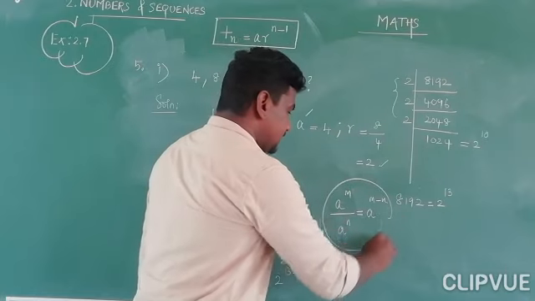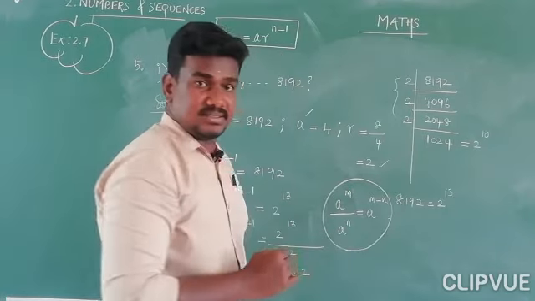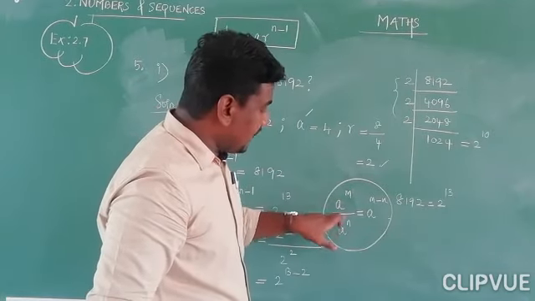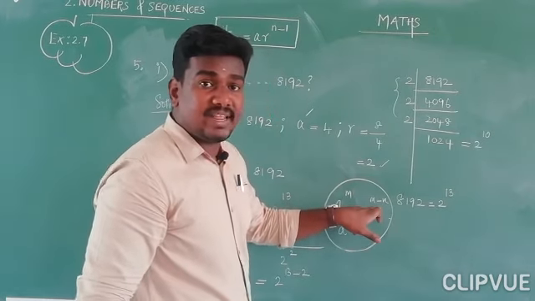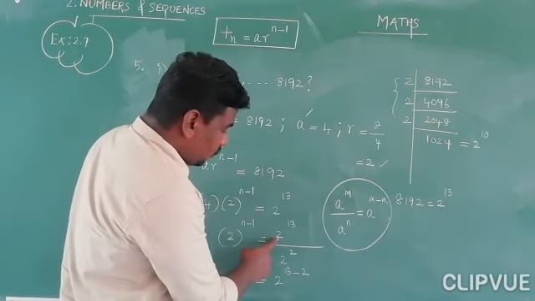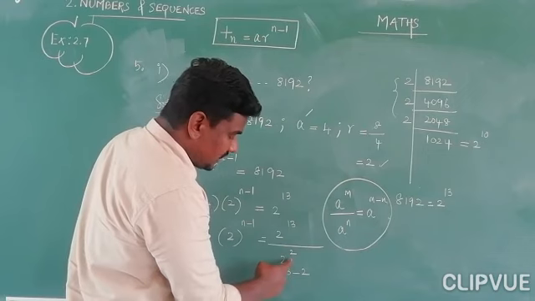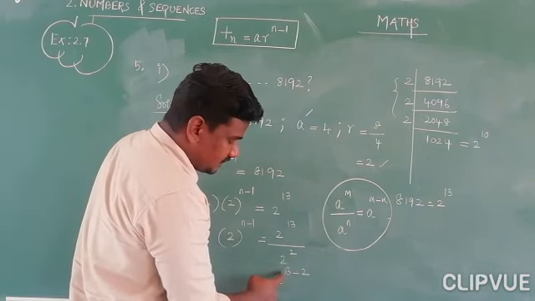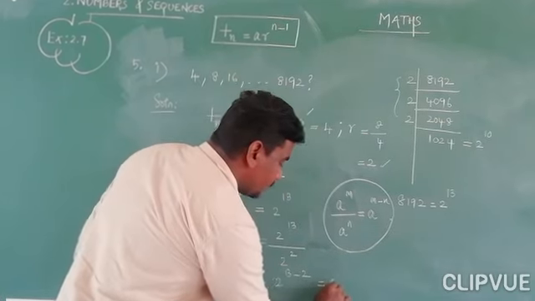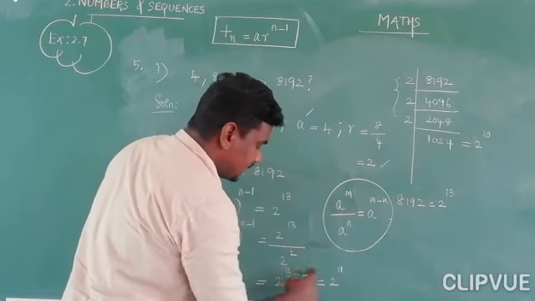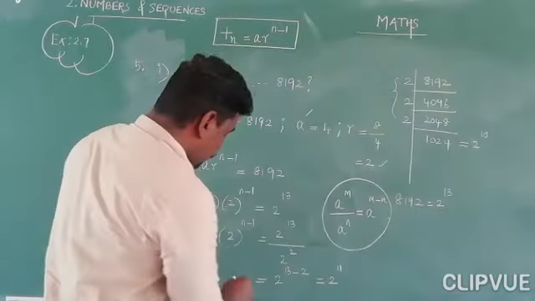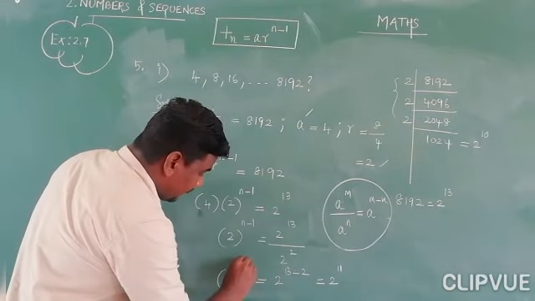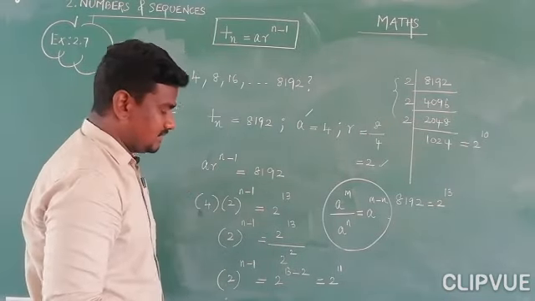You have learned this law of exponents: a power m divided by a power n is equal to a power m minus n. So 2 power 13 divided by 2 power 2. Bases are the same, so 13 minus 2. What do we get? 2 power 13 minus 2 gives 11, which is equal to 2 power n minus 1.